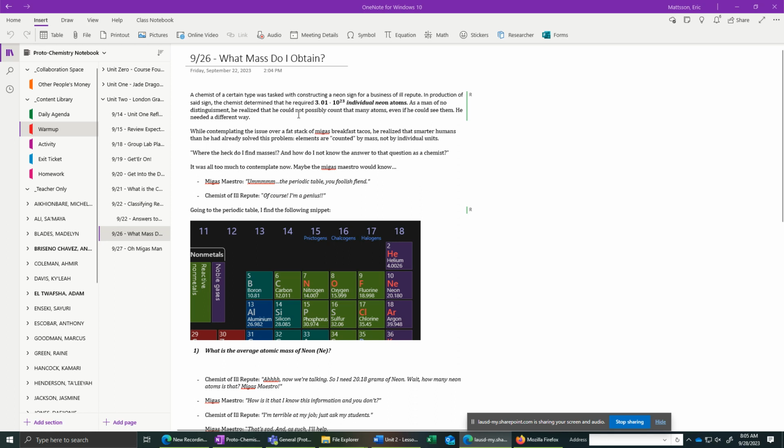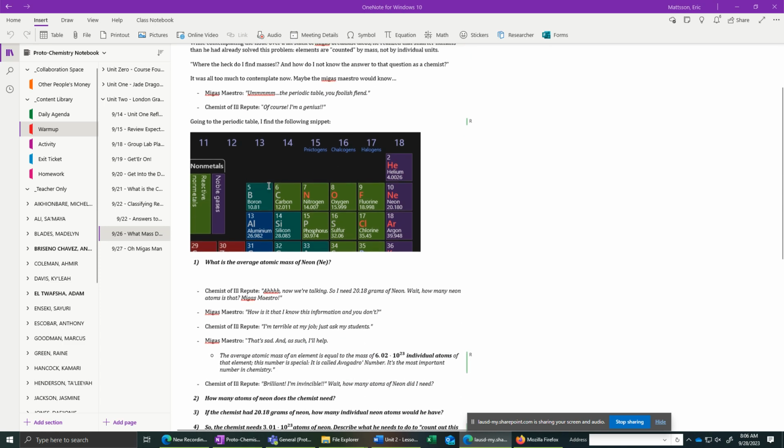Remember, we've talked about chemical reactions at this point and how the chemical equations that we see are really recipes. They tell us what ingredients go into the reaction and what products are made with those ingredients. And just like recipes, every recipe requires specific ingredients and specific amounts of those. So the chemist needs to be able to count out, quote unquote, the correct number of atoms. Here in this particular example, a chemist requires 3 times 10 to the 23 individual neon atoms. So how's this chemist going to count this out?